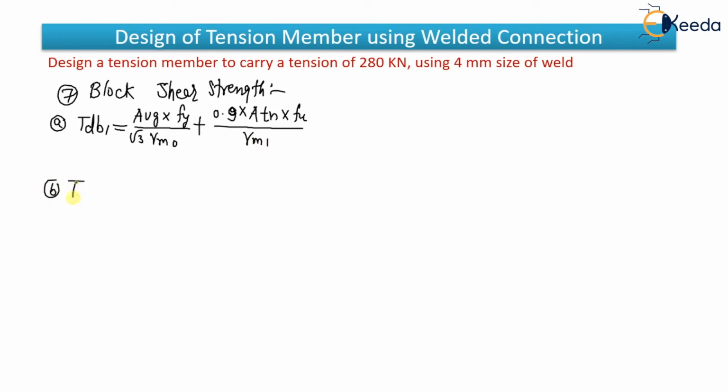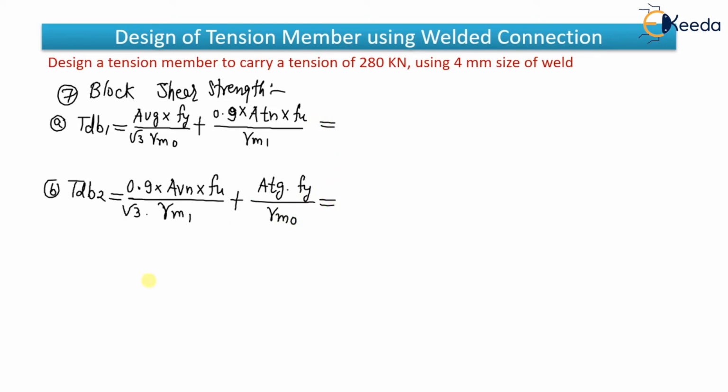TDB2 is equal to 0.9 into AVN into Fu divided by root 3 into gamma m1, plus ATG into Fy divided by gamma m0. And you don't need to worry about this because they are given in the IS code, and an IS code is allowed in the exam.